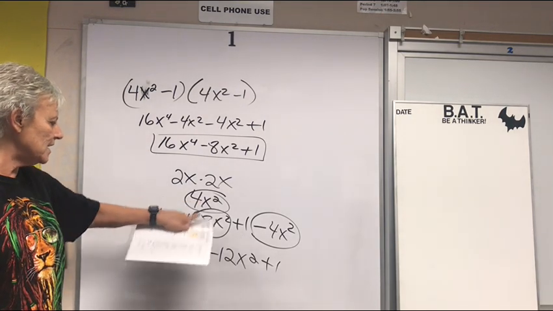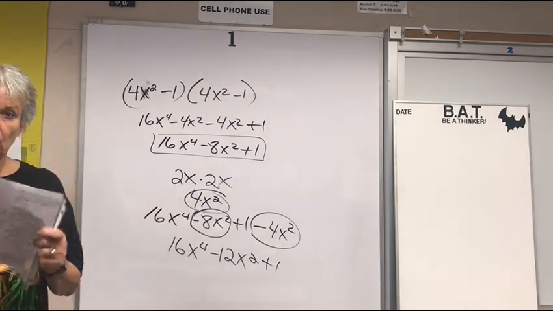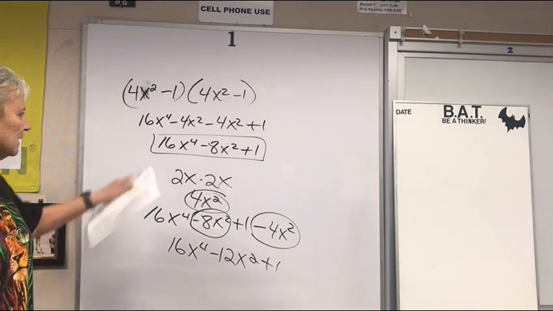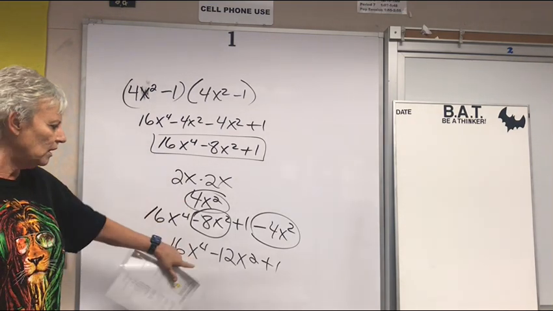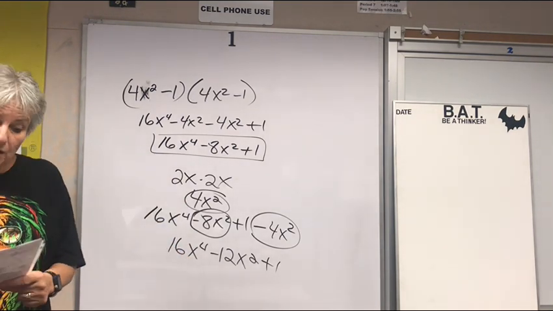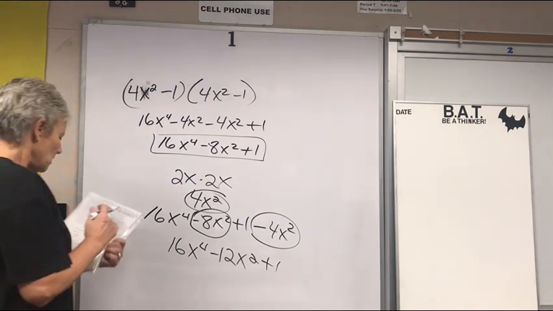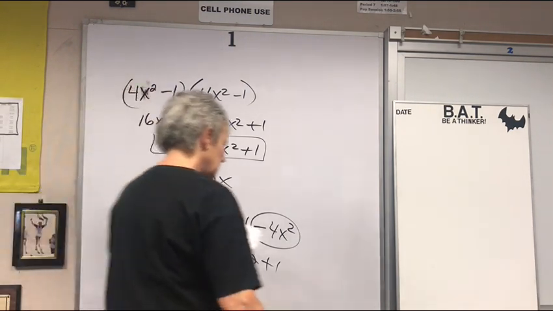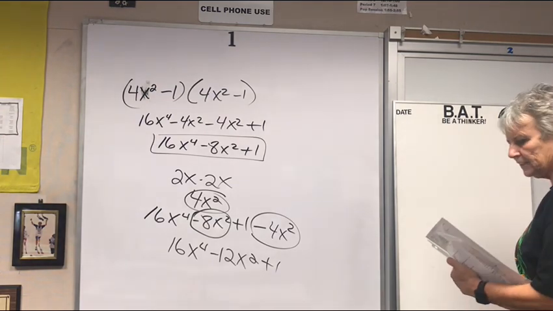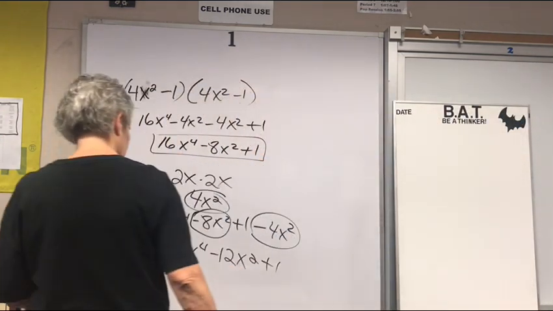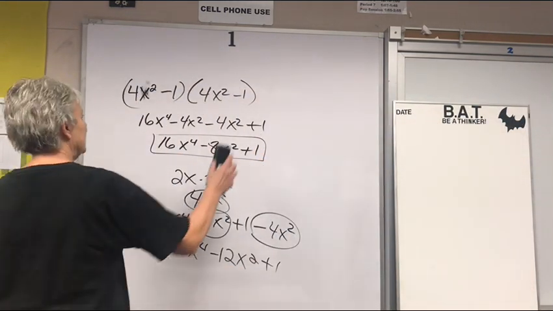Area of the large, area of the small, area of shaded. Subtract the inside. All right, that's number 1. That is definitely on your test. I just want to make sure I did it right. I know I did.